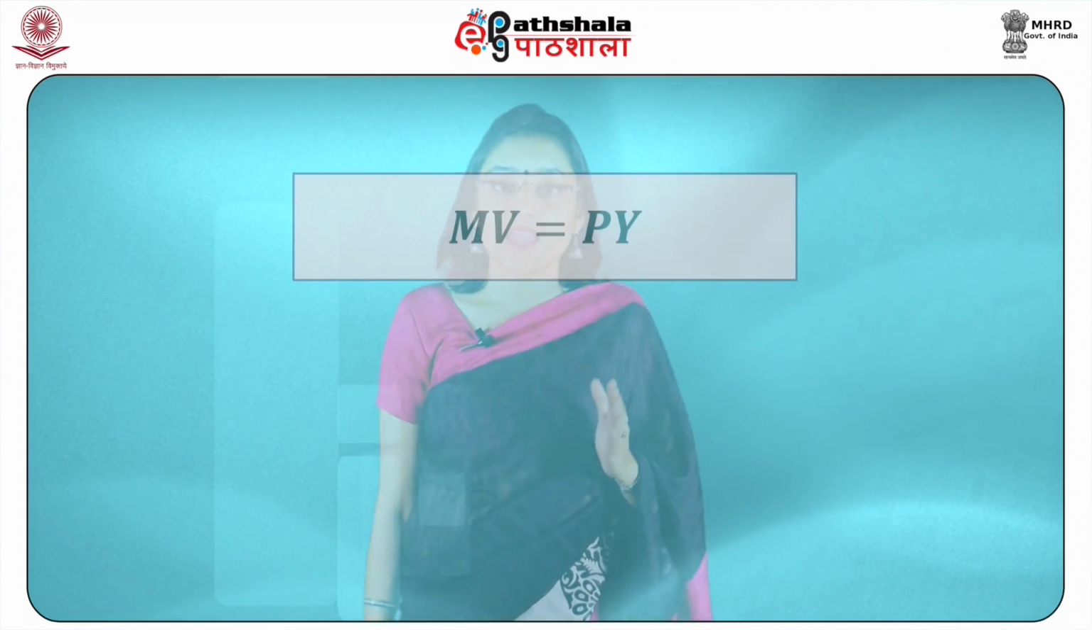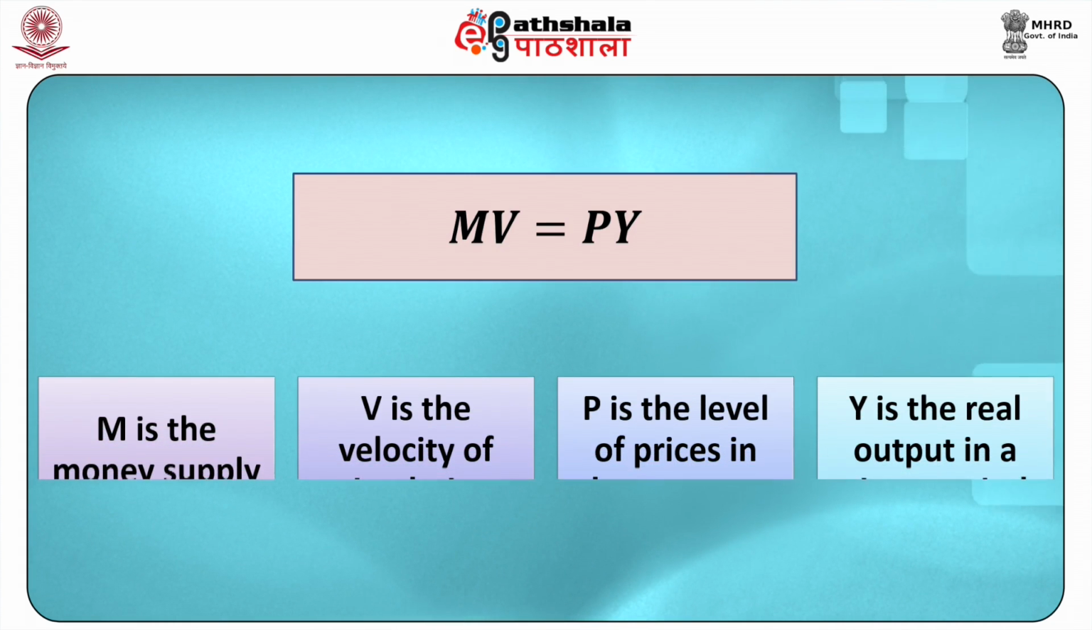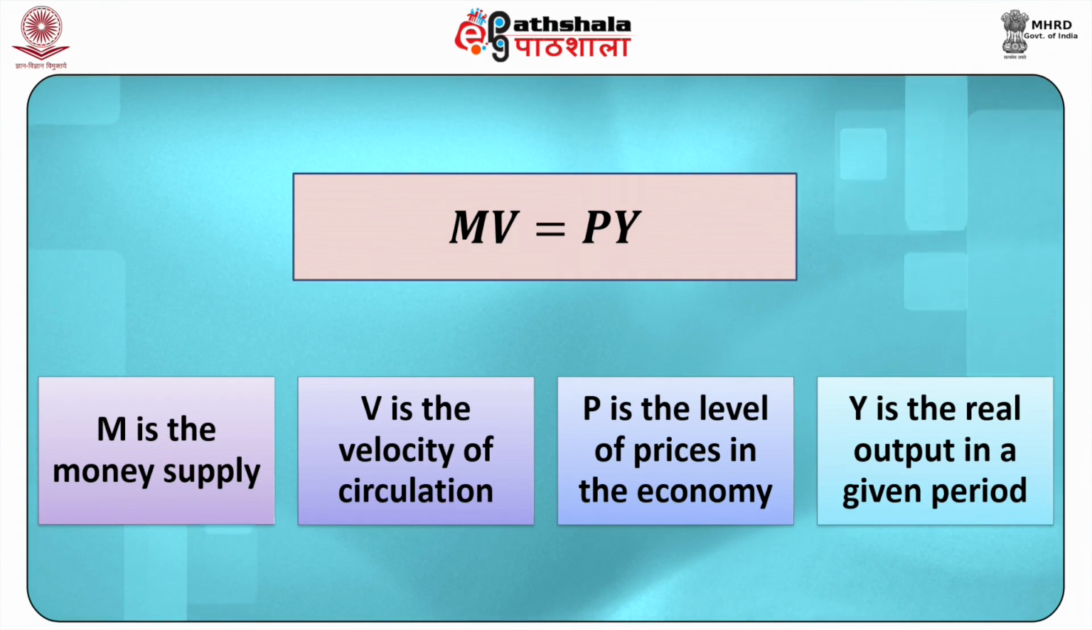The classicals defined that the level of prices in the economy is affected by the above mentioned components. They defined the relationship between prices and money using Fisher's equation of exchange, which is given as MV = PY, where M is the money supply, V is the velocity of circulation, P is the price level in the economy, and Y is the real output in a given time period. Thus, the above mentioned is the famous equation of exchange.